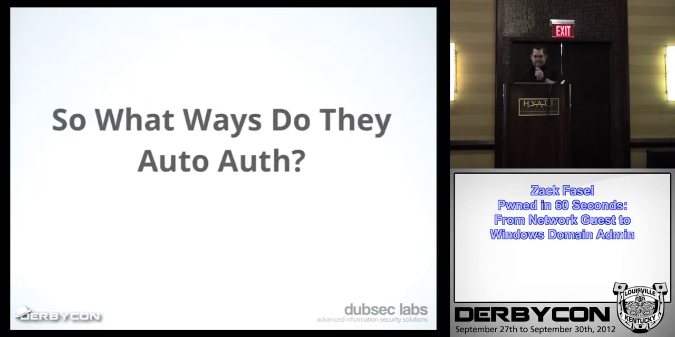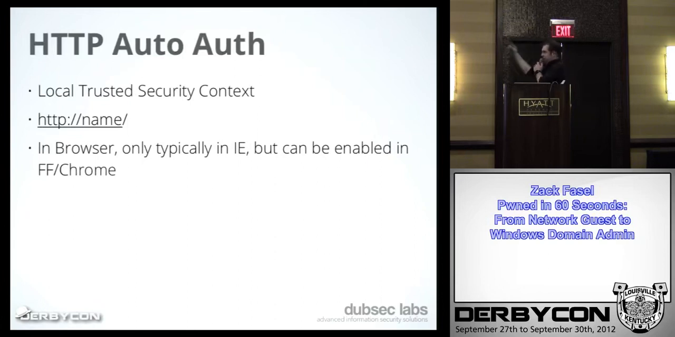So the next question, well, a lot of us know HTTP, right? You type http://intranet into IE, and you just log into the intranet. But you pull it up in Firefox or Chrome, you gotta type in a password, yeah. So that's cool. So http://name. Well, the trusted security context just trusts that if it's just name, it must be local, and I must trust it, right? So how does it determine if name is local or what name is?